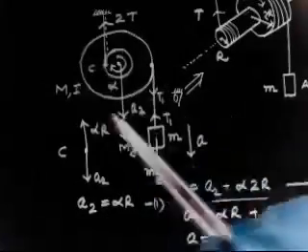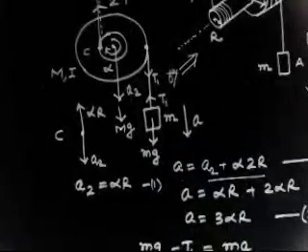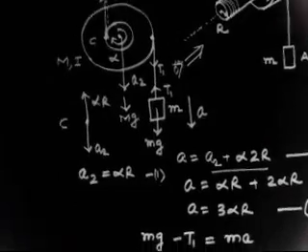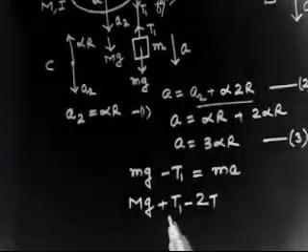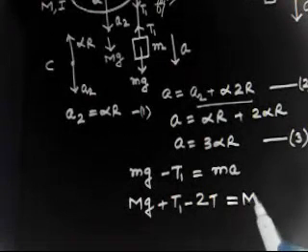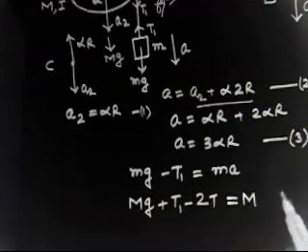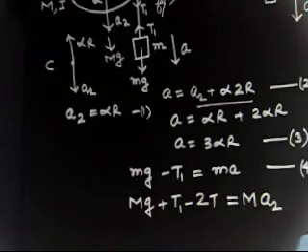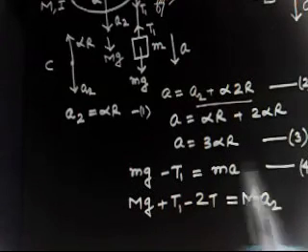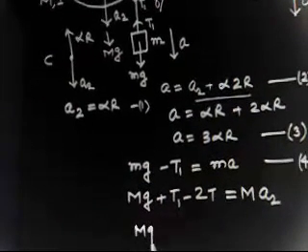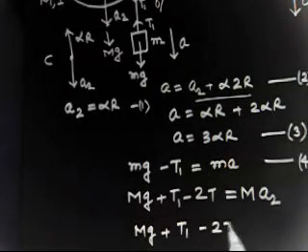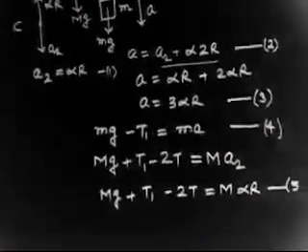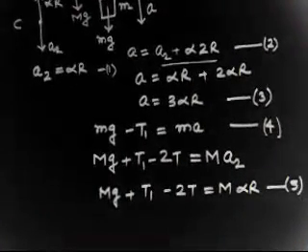So I can write the equation of motion for this. The downward force is Mg plus T1 minus 2T. Are you getting? So Mg plus T1 minus 2T is equal to mass into acceleration. The acceleration is A2, and A2 is nothing but alpha times r, because I want it in terms of alpha. So Mg plus T1 minus 2T is equal to M alpha times r. Let us call this equation 4, and this is my equation number 5. I can write another equation for torque.